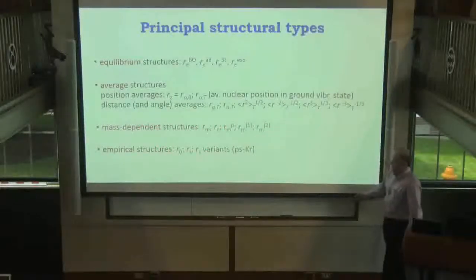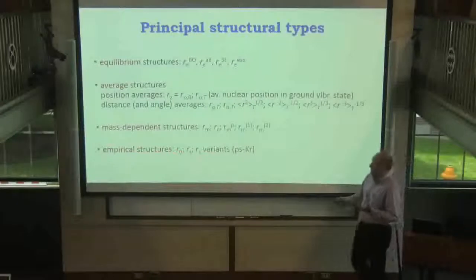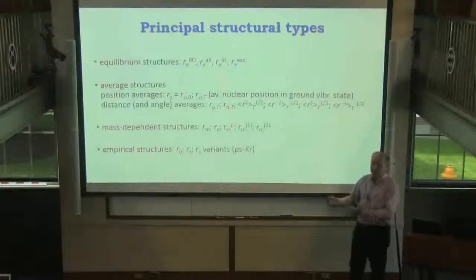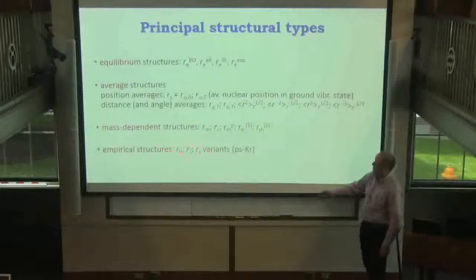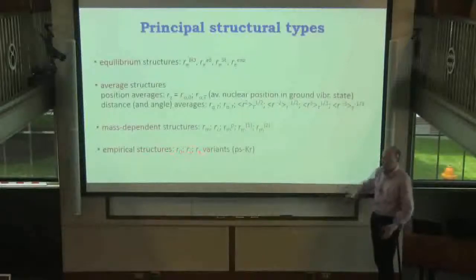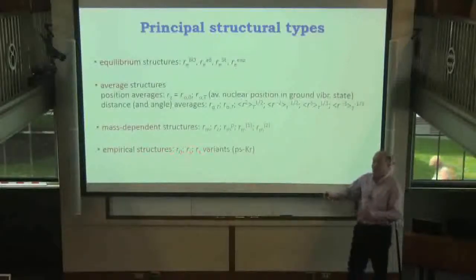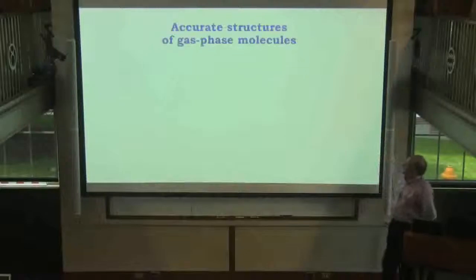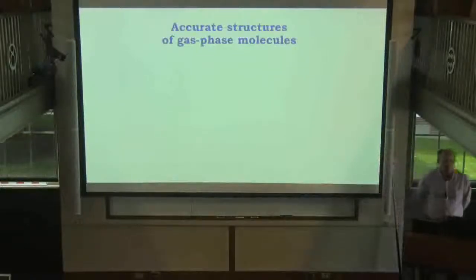And there are also empirical structures. These are structures which do not have a well-defined physics. So all these structures have a well-defined physics. They are different, but they are well-defined. But there are some empirical structures, R_0, R_s, and the R_s variant, which do not have a well-defined physics. They are effective or empirical structures. Okay. So accurate structure, yes, please.